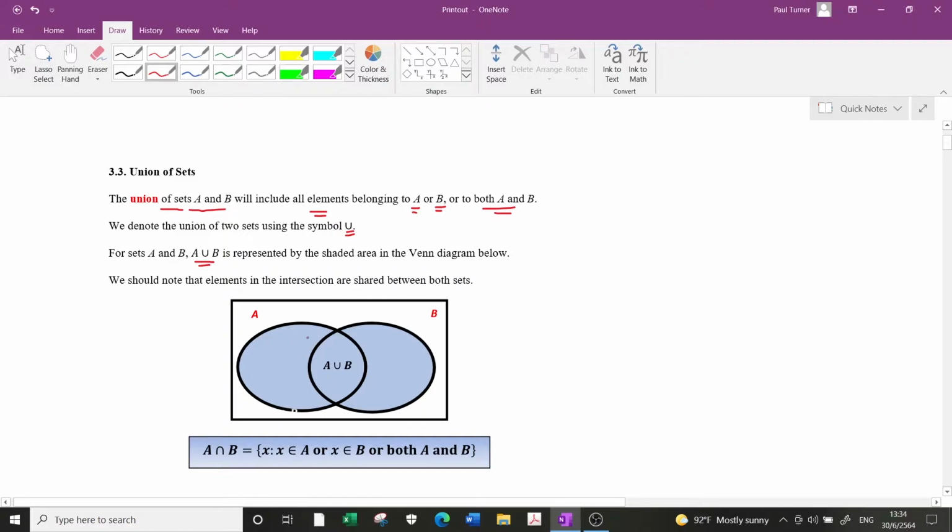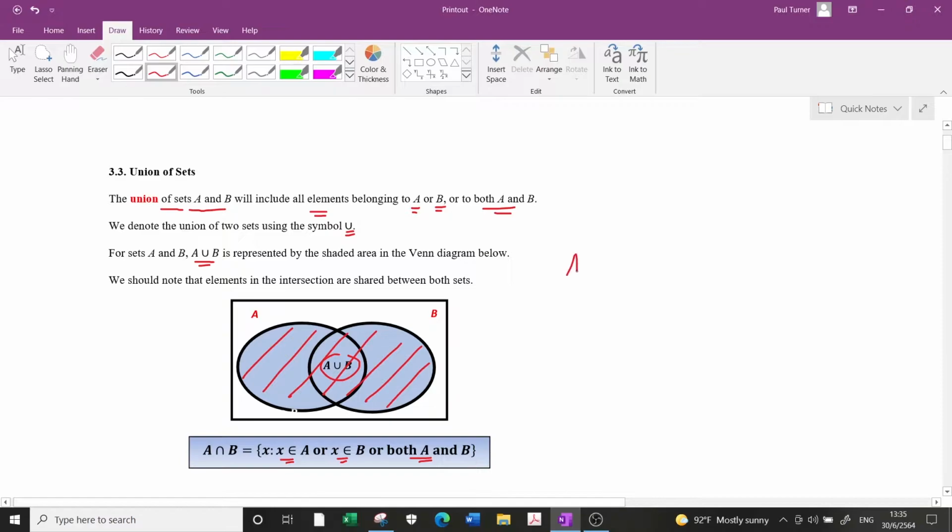So the shaded area A union B is actually all of this area here. Okay, that's A union B. And we can write it in this form: element X, such that X is a member of A, or a member of B, or both A and B.